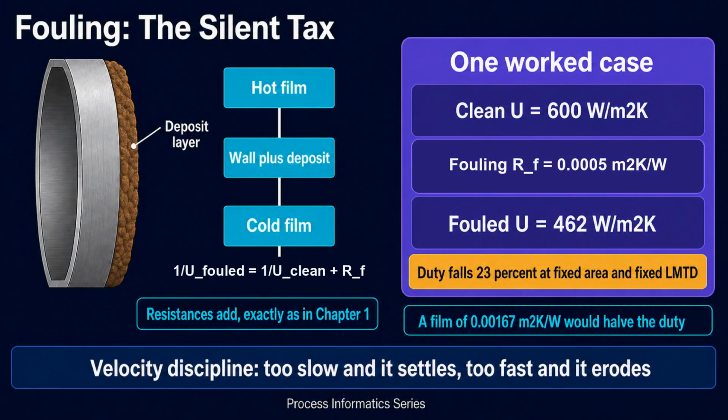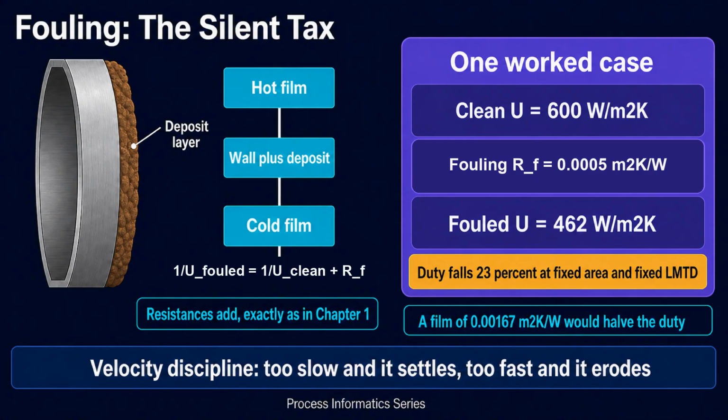Fouling is the silent tax on every heat transfer design. Scale, coke, corrosion products, biofilm, and settled particulate build a layer on the wall, and Chapter 1 already tells us what a layer does. It adds a resistance in series. 1 over the fouled coefficient equals 1 over the clean coefficient plus the fouling resistance. Because the resistances add, the damage a given fouling resistance does depends entirely on how good the clean exchanger was. A superb coefficient has little resistance of its own, so a film dominates it quickly. A mediocre one barely notices.